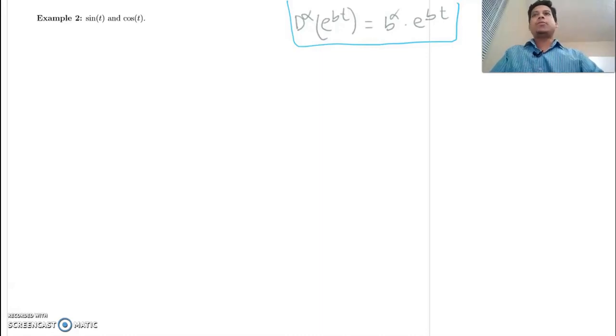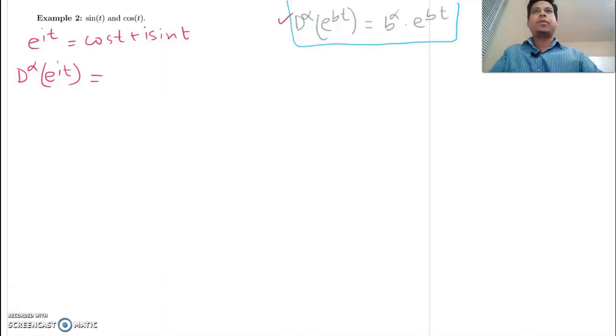Now let's find the alpha order derivative of trig functions sine and cosine. So we use Euler's formula. Euler's formula is given by exponential of it, which is equal to cosine t plus i sine t. Then if we take the alpha order derivative of this exponential function, exponential of it, we simply use this result from the previous example. So it's going to be i to the alpha, where i is a constant, which is a complex number though, times exponential of it. And from complex numbers, we know i to the alpha can be written as exponential of alpha times pi i divided by 2, times exponential of it.